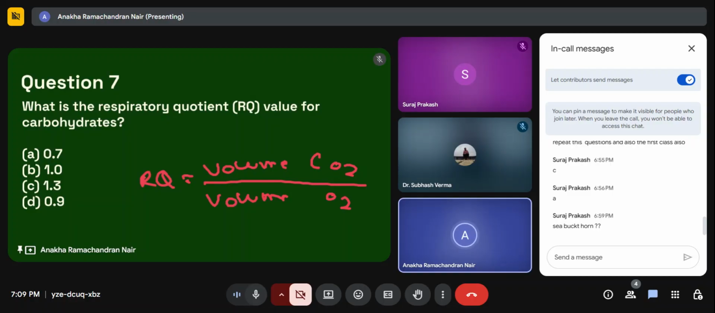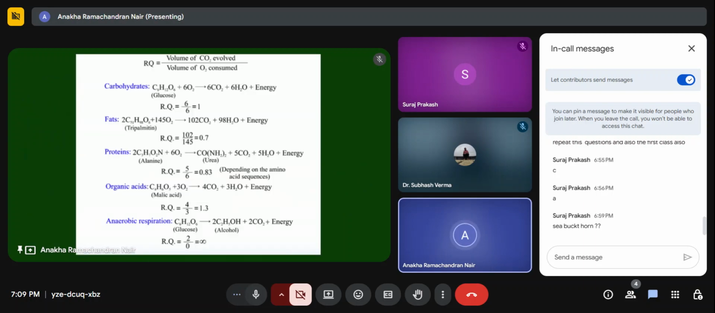All right, so no guesses, I'm assuming. So the correct answer for this is option B, which is 1, and we'll see why, right? So this is the process of a carbohydrate converting into carbon dioxide, water, and energy, right? So glucose, which is C6H12O6 plus 6 molecules of oxygen, gives rise to 6 moles of CO2 plus 6 moles of H2O plus energy. So the amount of CO2 evolved is 6 moles and the amount of oxygen consumed is also 6. So you get an answer of 1, right? So that is the correct answer in case of carbohydrates.